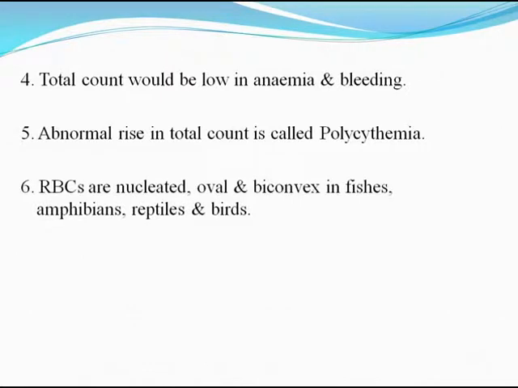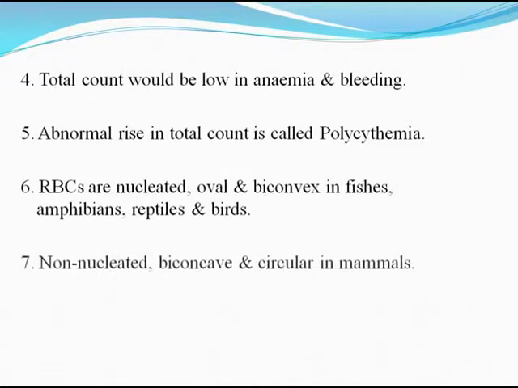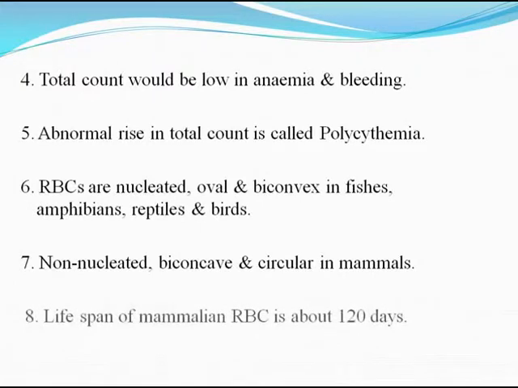The size and shape of erythrocytes vary in different classes of animals. In fishes, amphibians, reptiles, and birds, RBCs are nucleated, oval, and biconvex. But in mammals, RBCs are non-nucleated, biconcave, and circular. The lifespan of mammalian RBC is about 120 days or about 4 months, because old and damaged erythrocytes are phagocytosed and destroyed by macrophages.